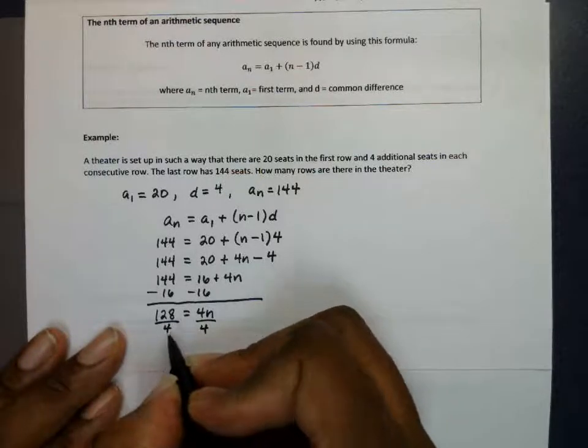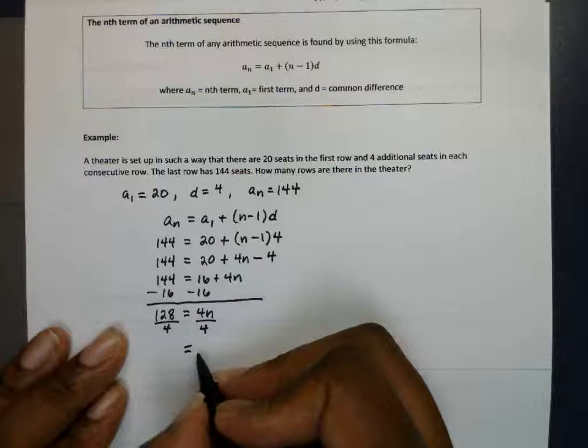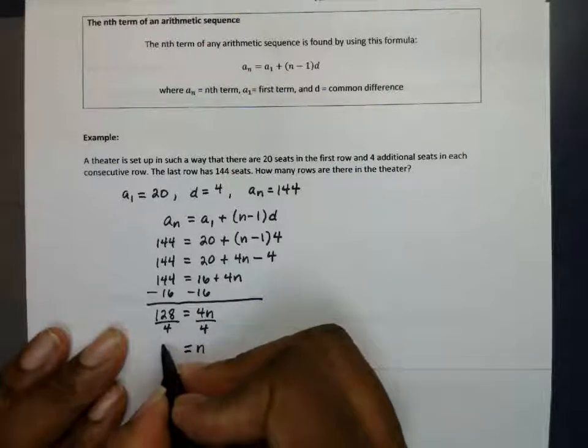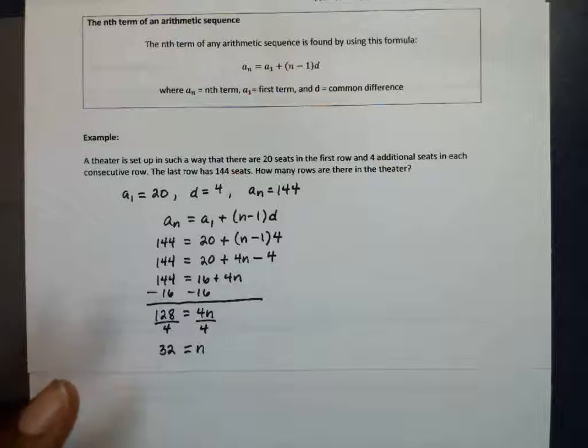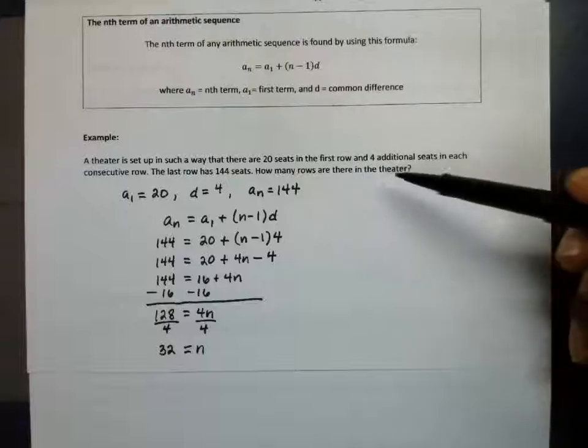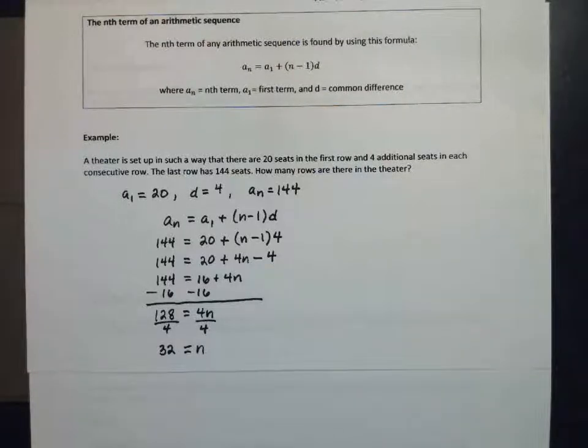Divide both sides by 4. 128 divided by 4 does equal 32. So that means in the theater, there are 32 rows. Okay. So that's how we solve this equation. In this case, we have to do this algebraically, finding the number of rows, which is, of course, n.